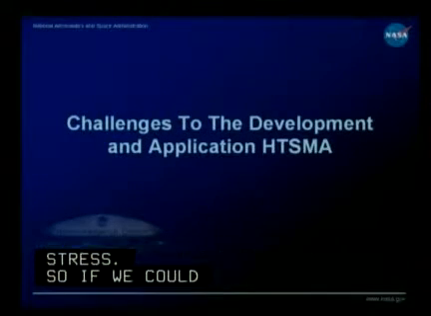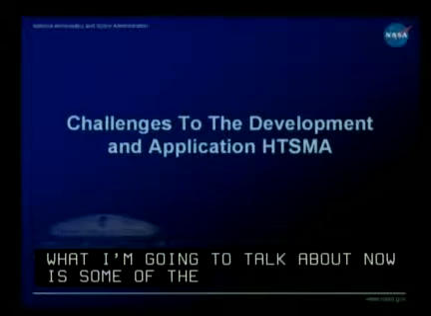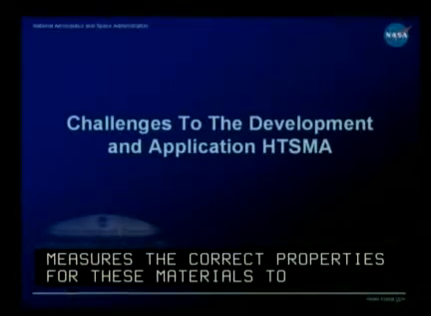What I'm going to talk about now are some of the challenges, besides the fact that nobody measures the correct properties for these materials, to basically developing high temperature shape memory alloys. So if we could have the next slide.